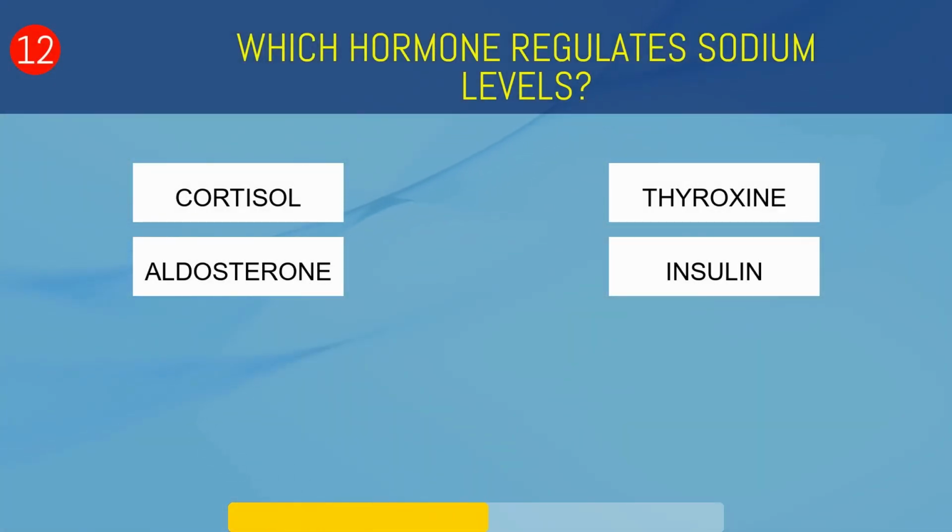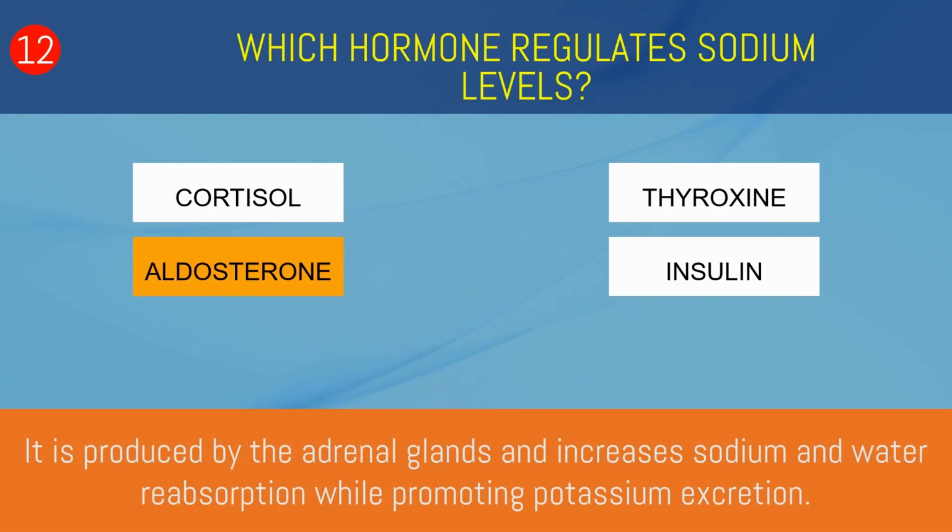Which hormone regulates sodium levels? Cortisol, aldosterone, thyroxine, or insulin? Aldosterone. It is produced by the adrenal glands and increases sodium and water reabsorption while promoting potassium excretion.